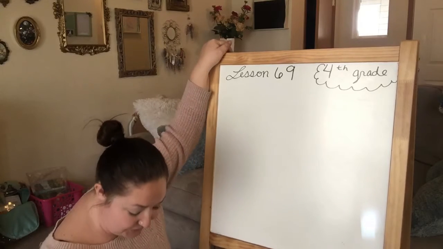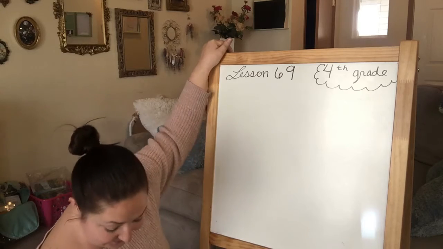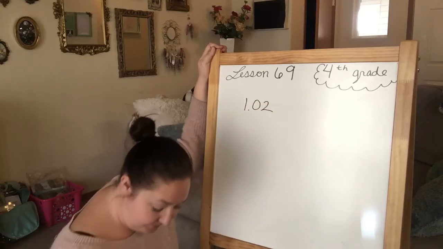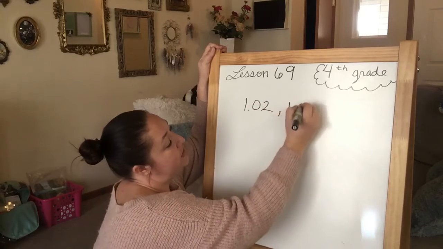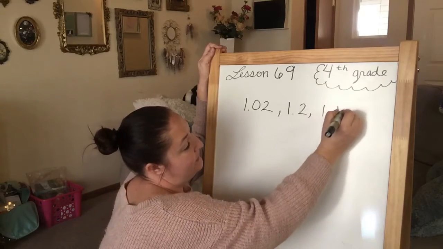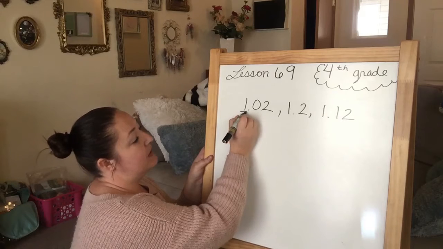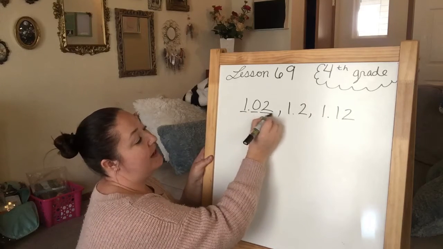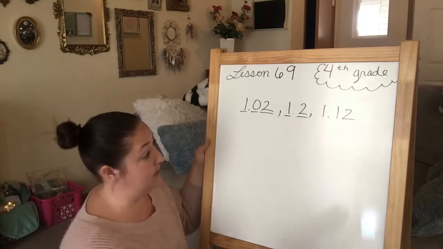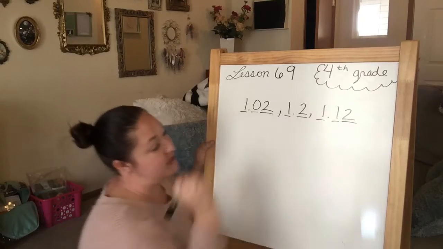How about our second one? Example 2: arrange these numbers in order from least, smallest, to greatest, biggest. We have 1.02, and then we have 1.2, and then we have 1.12. All right, here we go. This is the ones place, tenths place, hundredths place. 1.2 only goes to the tenths place, it doesn't go to the hundredths place.